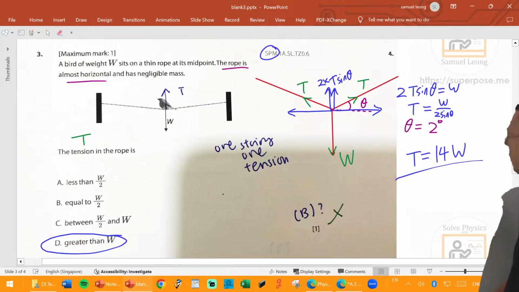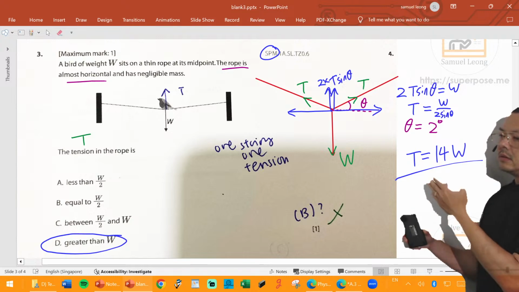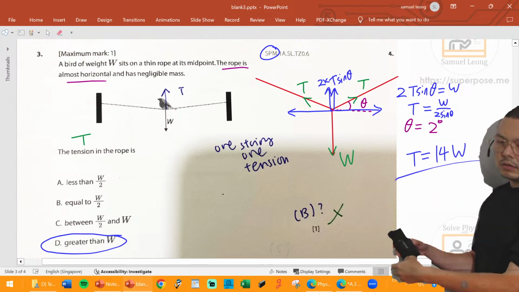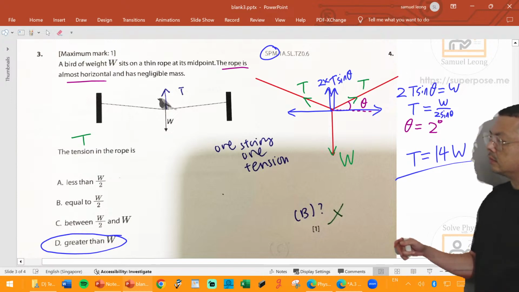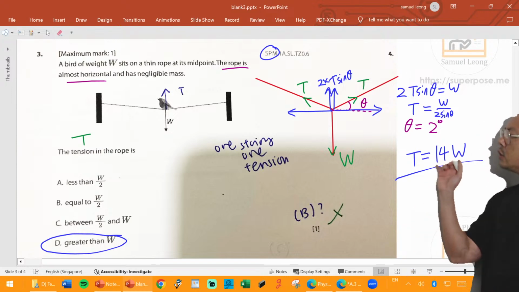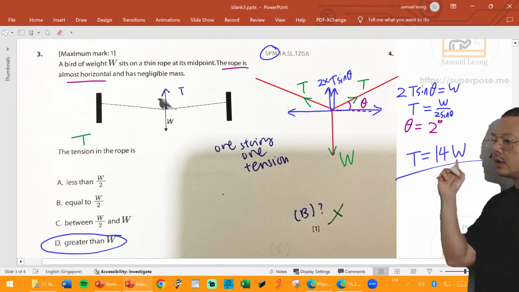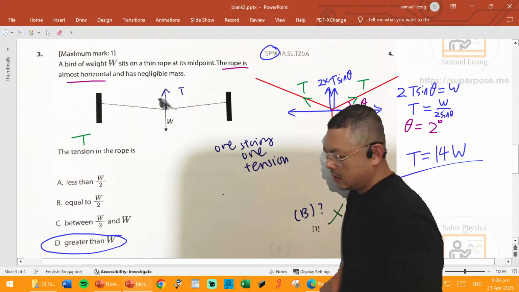We don't know what W is, you can assume W as well. The 14 comes from me doing W divided by 2 sine theta. That's why it ends up being 14.